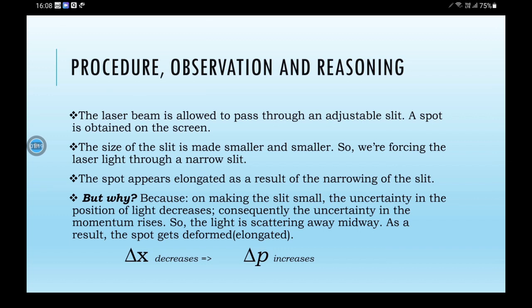So the photons scatter away in random directions because of very uncertain momentum. As a result, the spot I obtained on the screen gets D-shaped. We'll soon see the experiment.